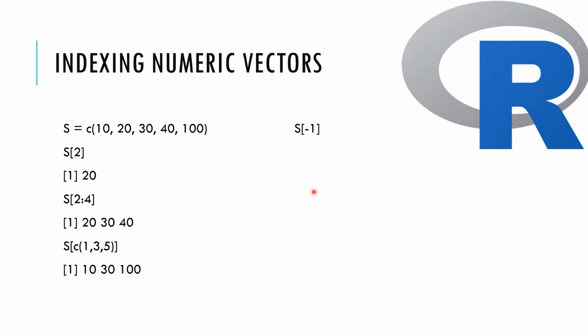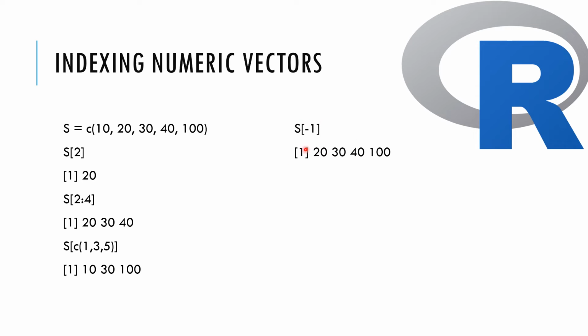Now suppose we want to display all the elements in the vector except one. You just mention that particular index with a minus sign, and it will automatically eliminate that particular element. So you see, when we don't want the first element in the vector, we just put -1 and it automatically removes that element from this vector.